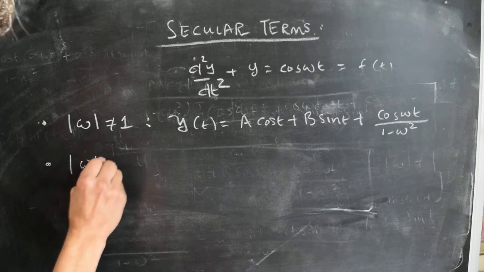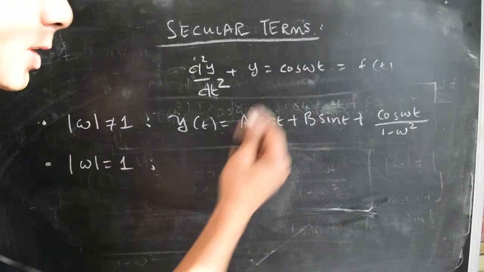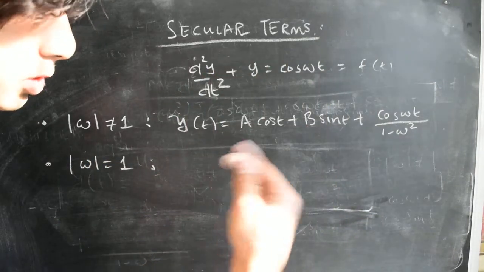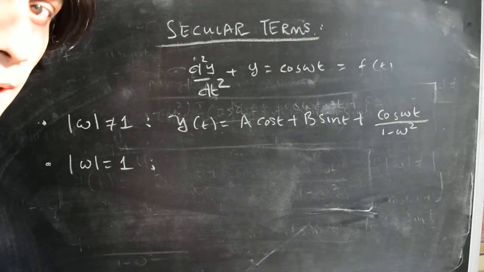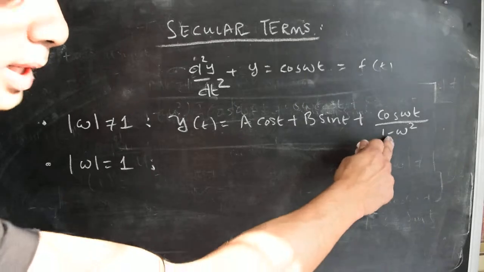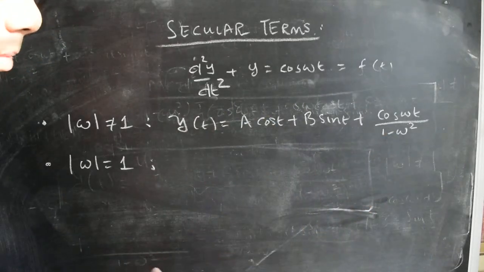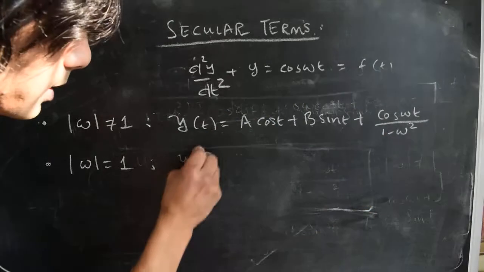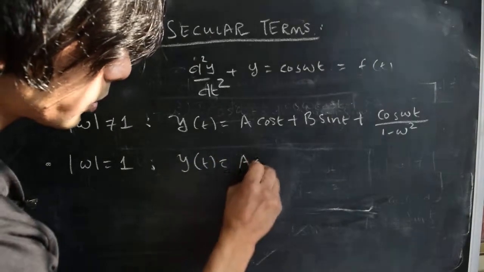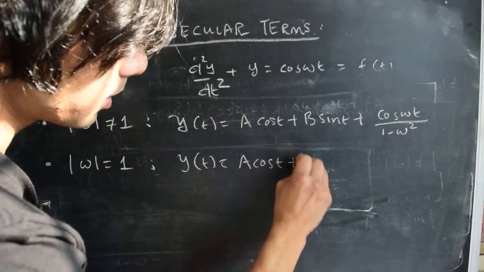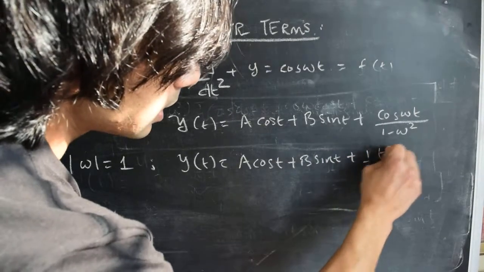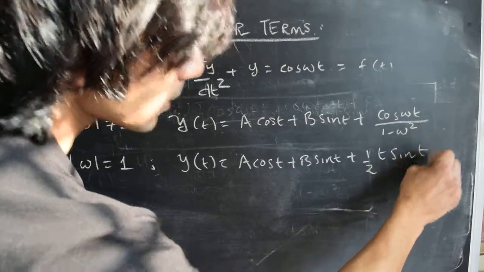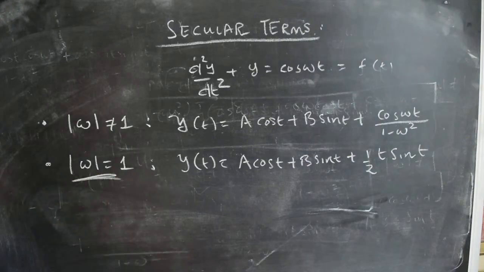And when mod of omega is actually equal to 1, I'll put a link if you want to go through the steps that we worked out before, or we just use the same method of variation of parameters when omega is 1 to find out what the solution is in that case. The solution turns out to be a cosine t plus b sine t plus half of t sine of t. So this is when omega is 1.